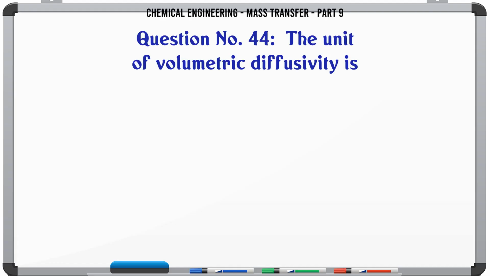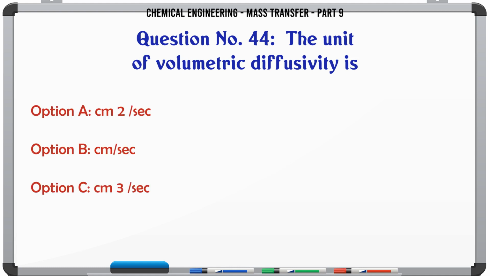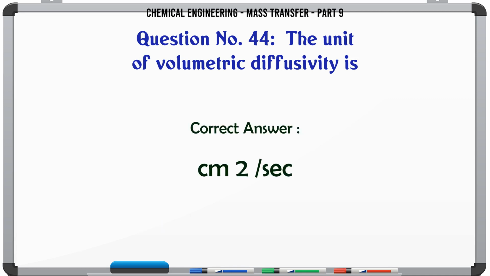The unit of volumetric diffusivity is A. cm2/sec. B. cm/sec. C. cm3/sec. D. cm2/sec2. The correct answer is cm2/sec.